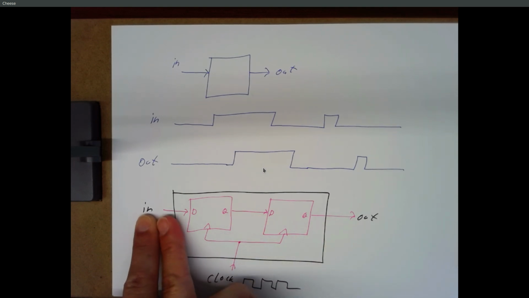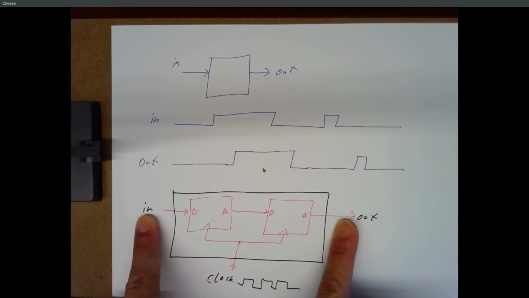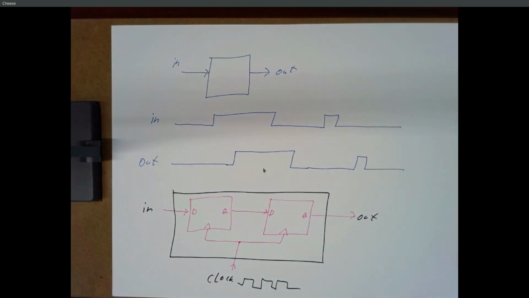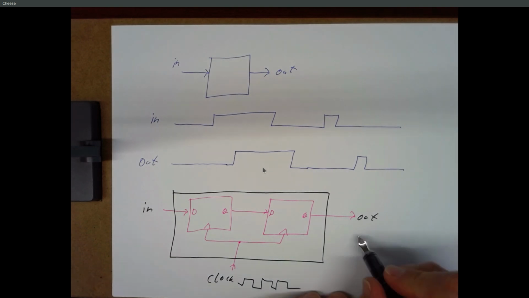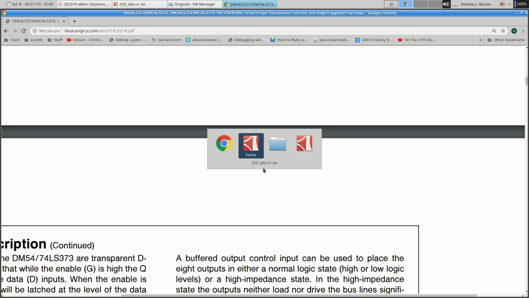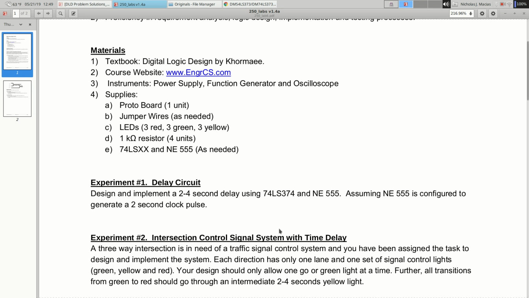If you set the input right after the clock tick, it's going to be a full 2 seconds before it gets to here and another 2 seconds before it gets to there. So this delay between input and output is going to be between 2 and 4 seconds, assuming that your clock is pulsing every 2 seconds. So this is a 2 to 4 second delay. All right, so that's experiment 1. Taking a picture. Yay. Implement a 2 to 4 second delay using those two.